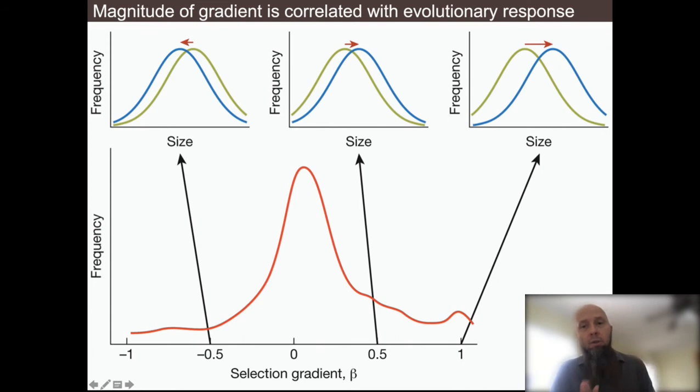Now, if selection is much stronger, go out to the positive selection of 1. Look at that graph. We see the same thing where the offspring population, that blue bell curve, is shifted to the right, but the magnitude of that shift is greater because the selection gradient was larger. Okay. But what I want you to take away from this is that most selection within populations is not all that strong, right? The frequency is highest around the peak of that red line. But there are instances where selection is extremely strong in both directions.